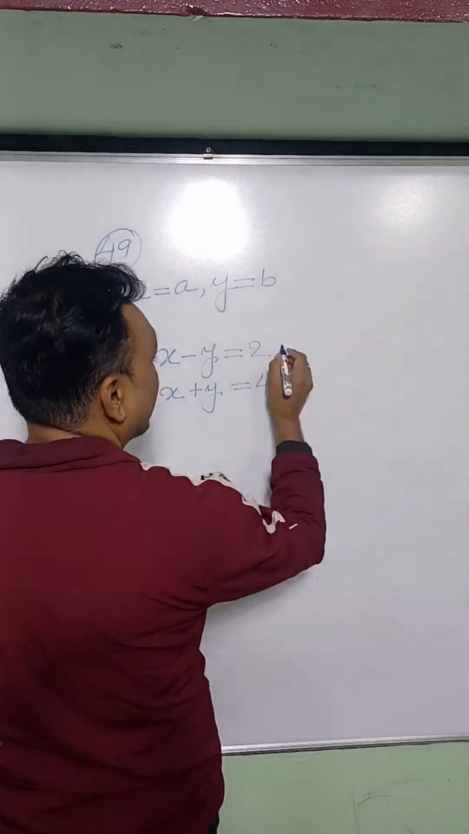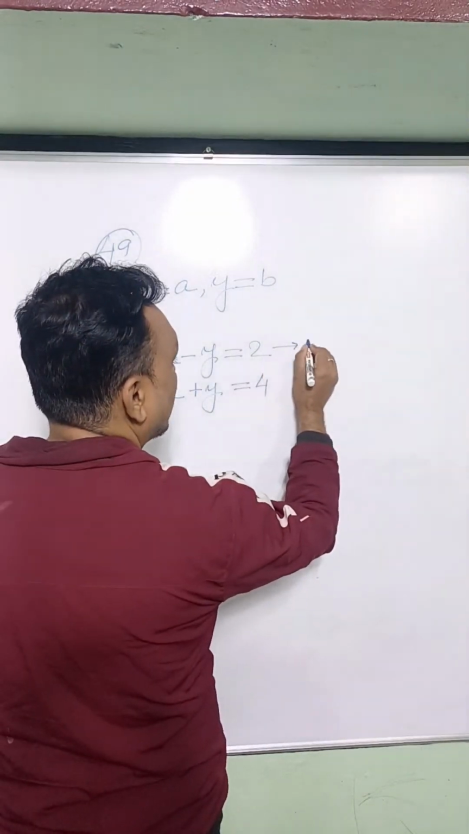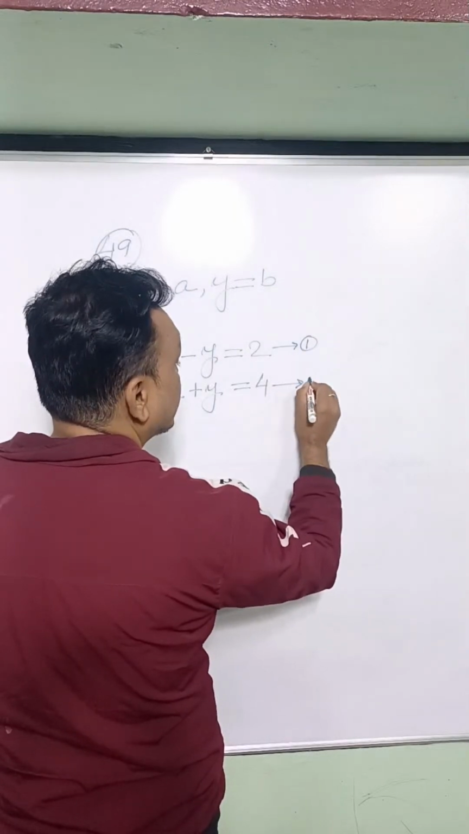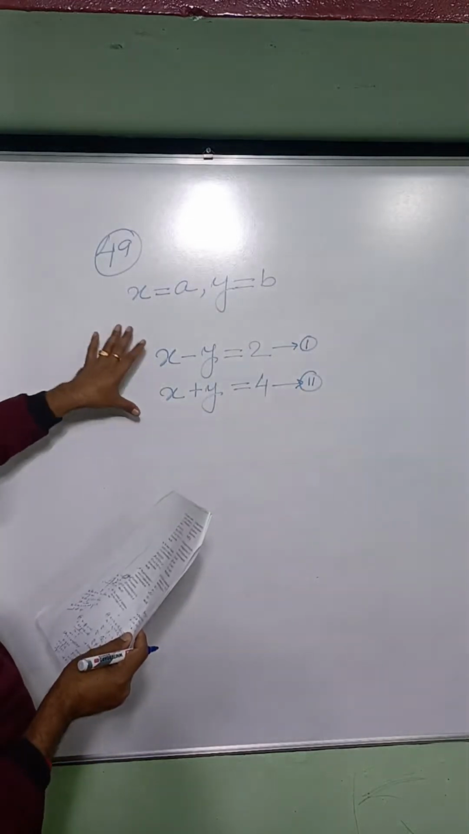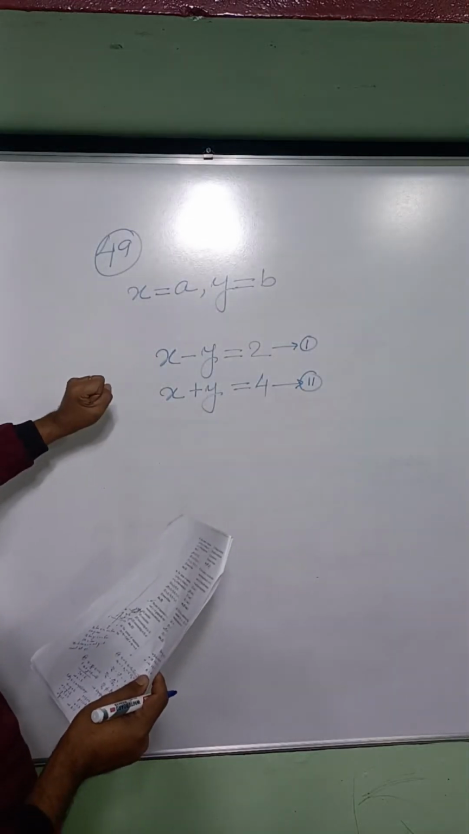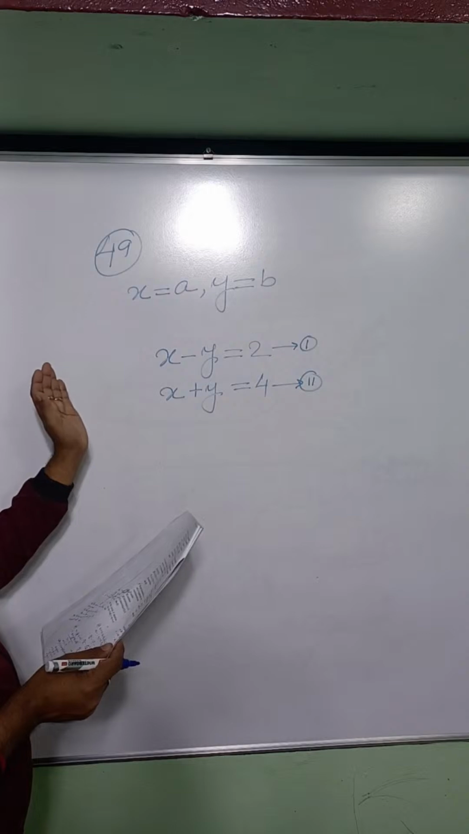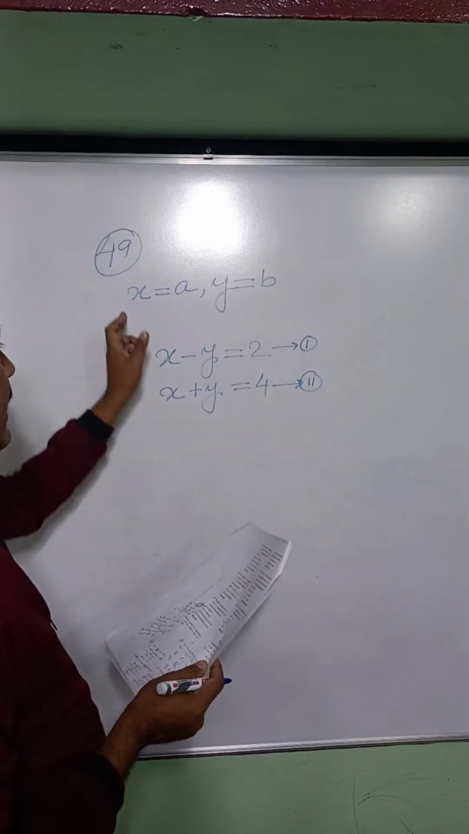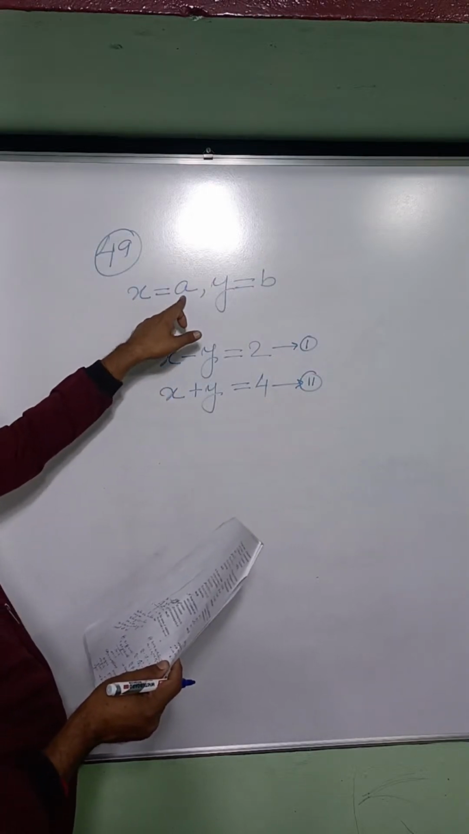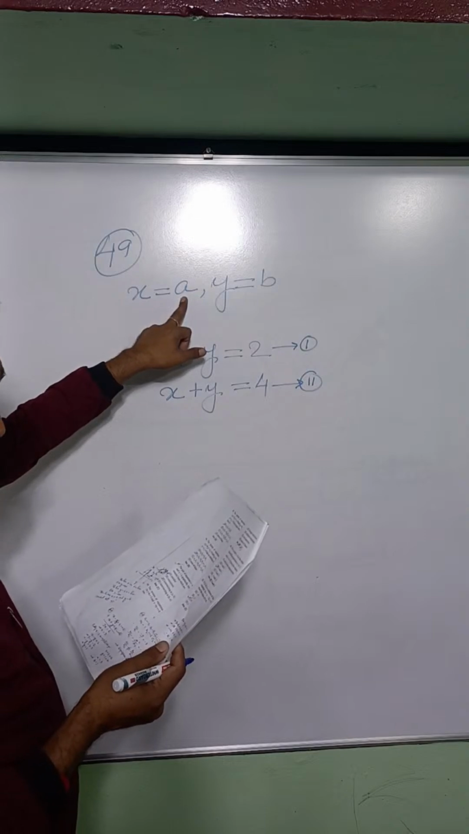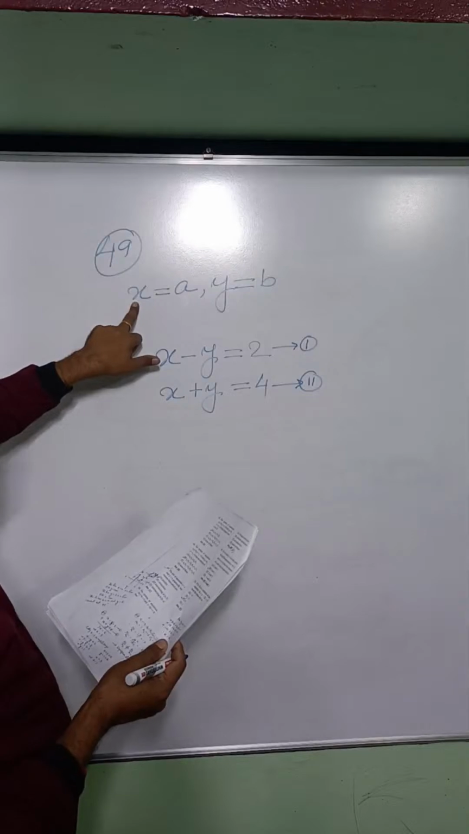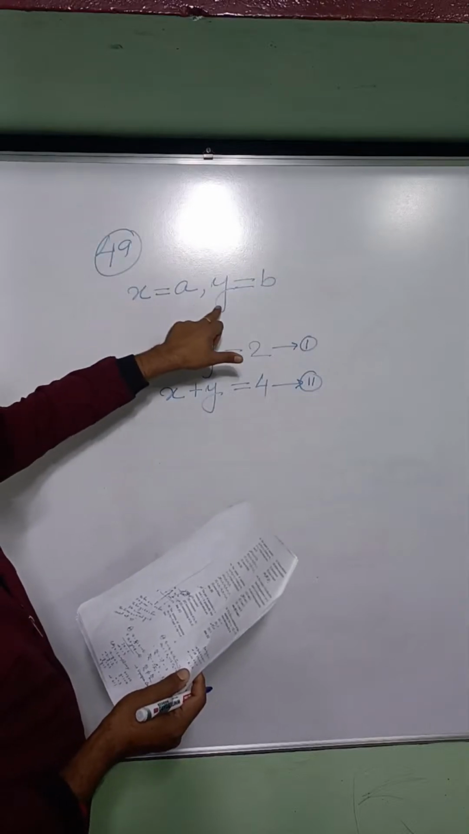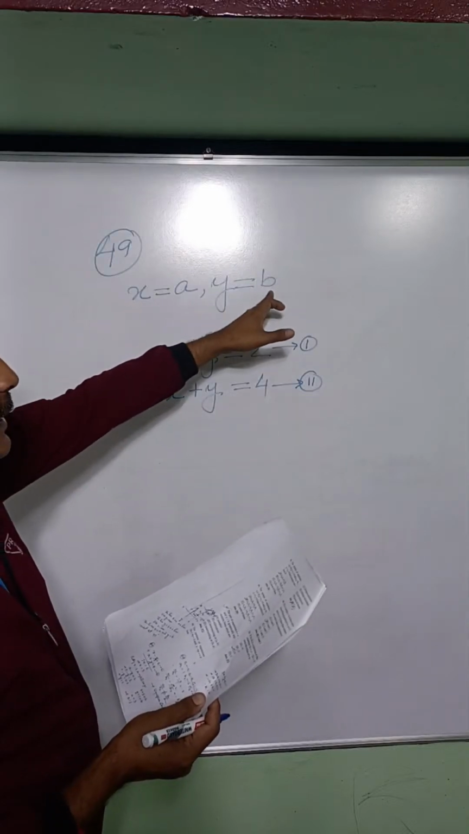Suppose we consider this as equation 1 and this as equation 2. First we have to simplify these equations. After simplifying, we will find the values of x and y. You have to find the values of a and b respectively. So if you get the value of x, automatically a will come out. If we get the value of y, we will get the value of b.